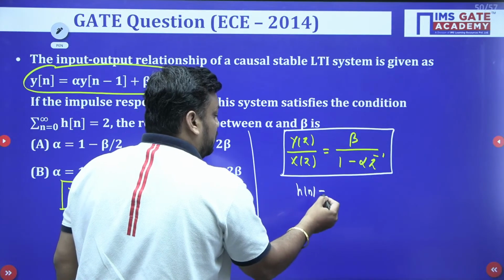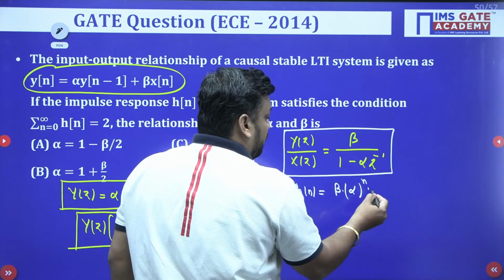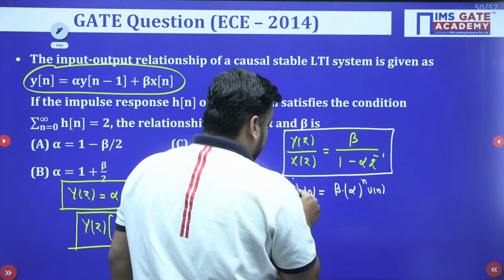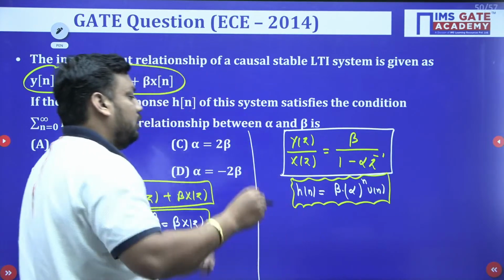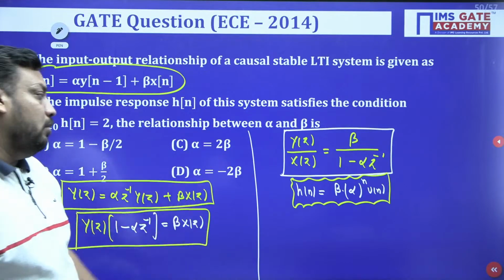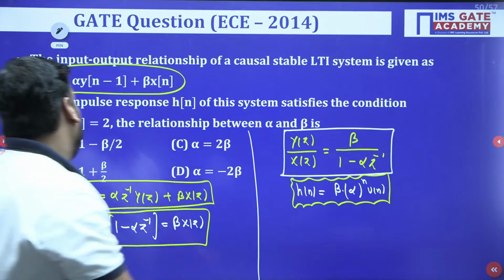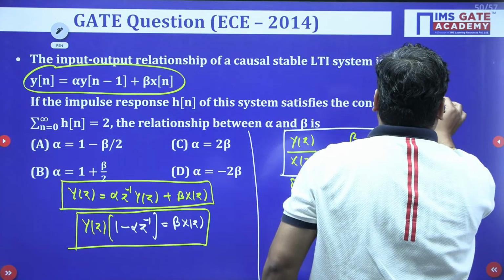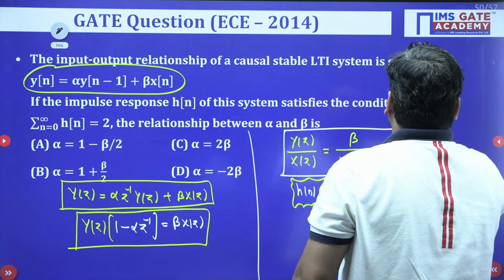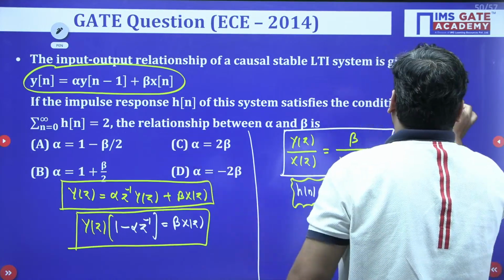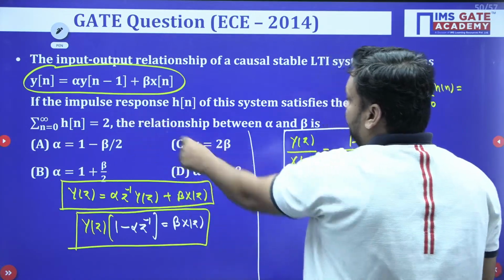When you take the inverse transform, you will get h[n] as beta into alpha to the power n into u[n]. And do you know, this value is given to you: sigma of n equal to 0 to infinity, h[n] equal to what? Sigma of n equal to 0 to infinity, h[n] equal to 2.